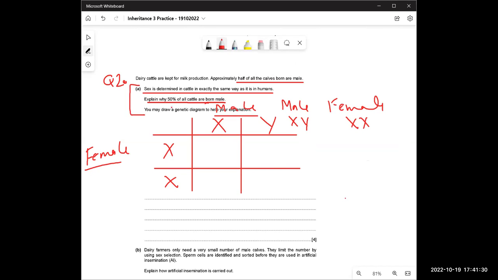Diana, read the question one more time. Sex is determined in cattle in exactly the same way as it is in humans. Explain why 50% of all cattle are born male. You may draw a genetic diagram to help your explanation. Now, Safa, Lula, Zahra, I want you to try on your own.